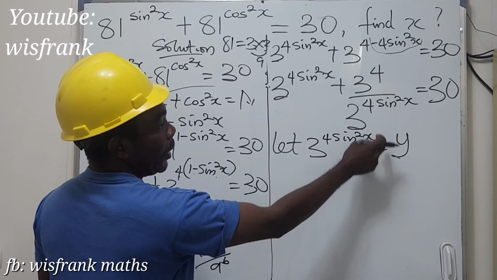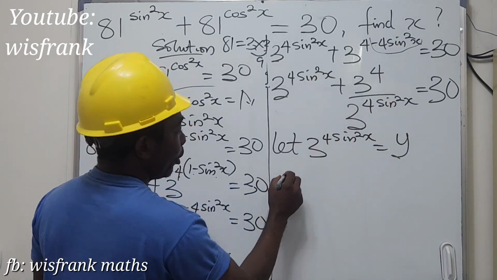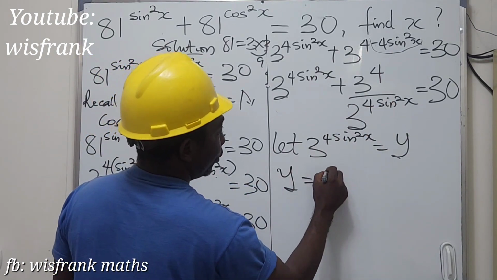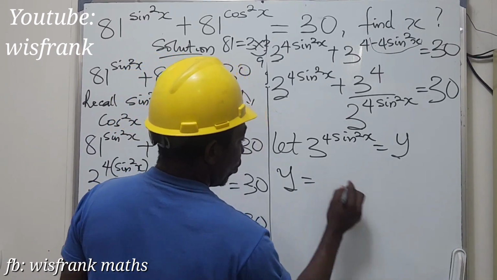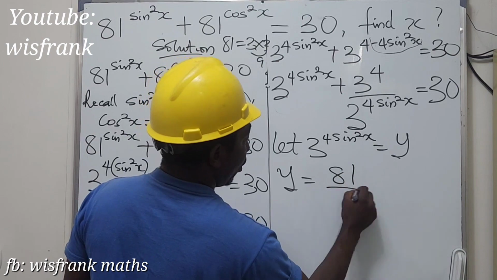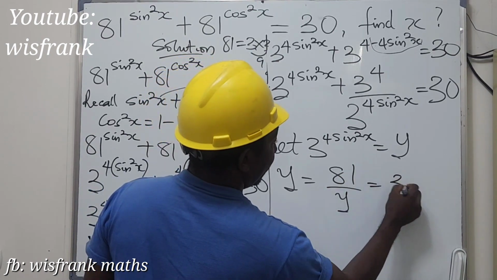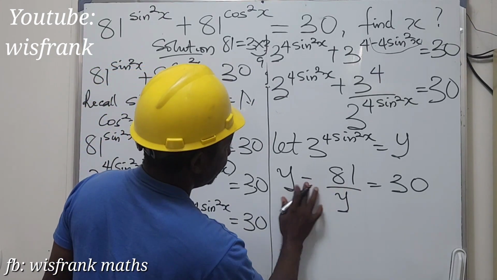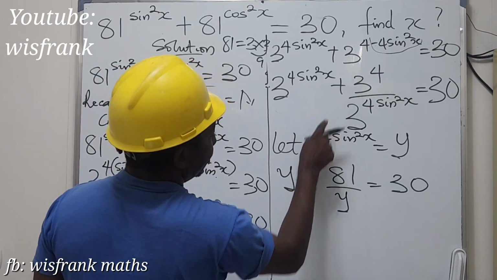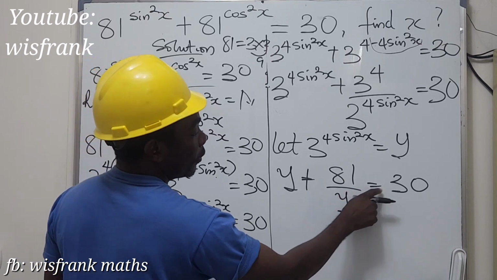So substituting y in the place of where we have this, that will become y plus 3 to the power of 4 all over y. 3 to the power of 4 is the same thing as 81. So it's going to be y plus 81 all over y equals 30.